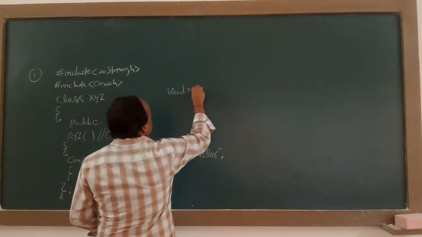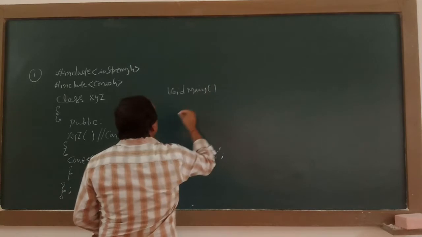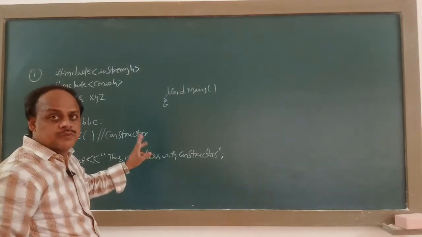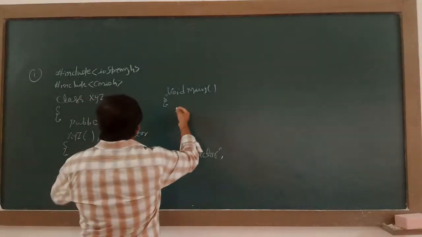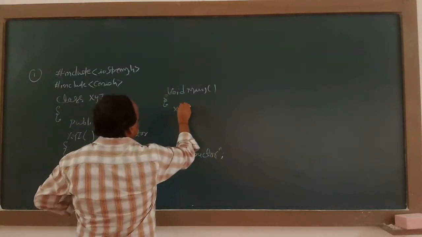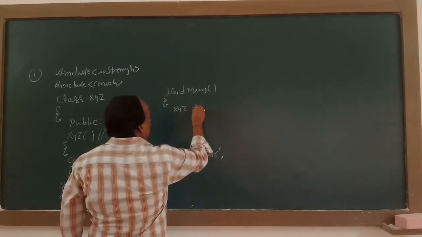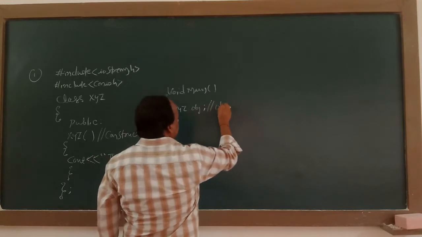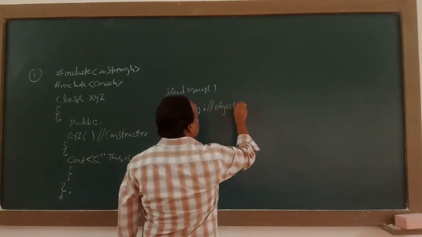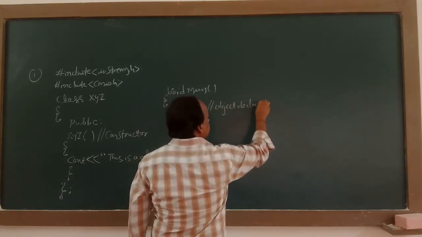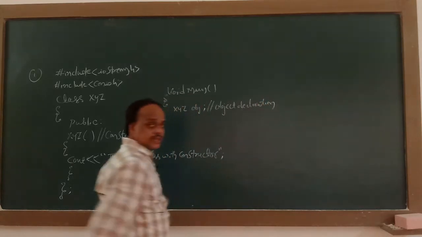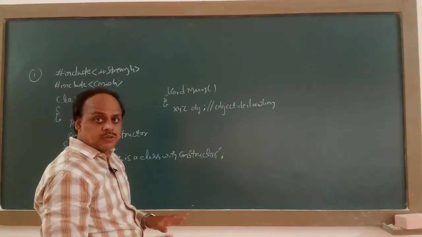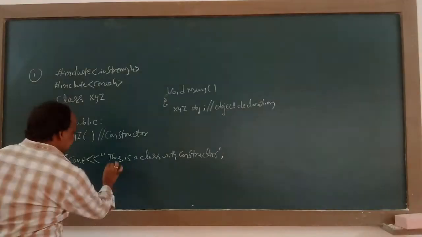Now I am going to write the void main function, open flower bracket. What is the first step in a main function? Object declaration. Therefore class name XYZ, space, obj as the object. This is the object declaration. So now the object is declared. Our aim is to print this statement.